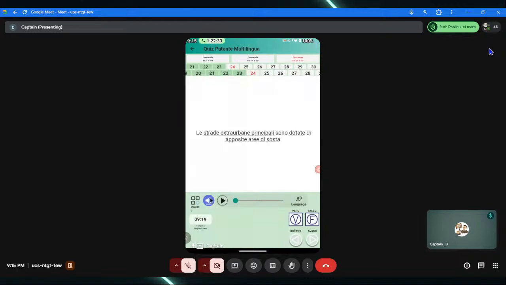What is sosta? Sosta is parking. He said the main extra-urban roads are equipped. They have a place, an appropriate area for parking. Vero. You cannot park anywhere. There is an appropriate place. Vero. Next person, please.